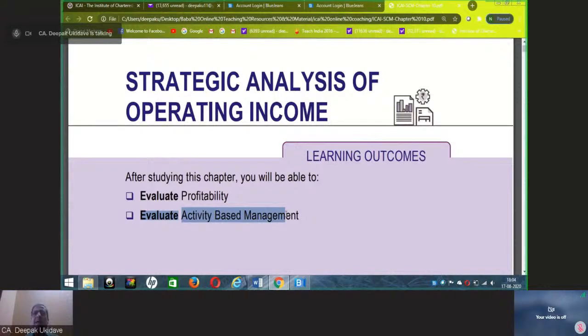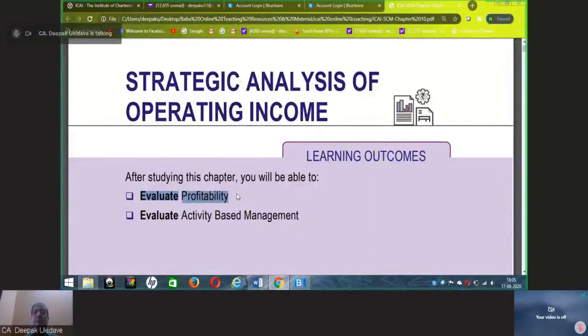So if any activity is adding to the cost, no problem, so long as that activity also adds value along with the cost. If it doesn't add value, it only adds cost, then probably a second thought, a re-introspection into that activity is needed. That is what activity-based management is, where cost data is collected or compiled based on activity and the cost drivers. We will understand more in detail about this activity-based management slightly later. But first we will concentrate on how to evaluate profitability. So in today's class, we are going to learn different facets of profitability analysis.